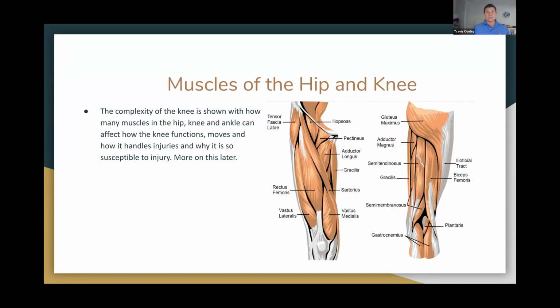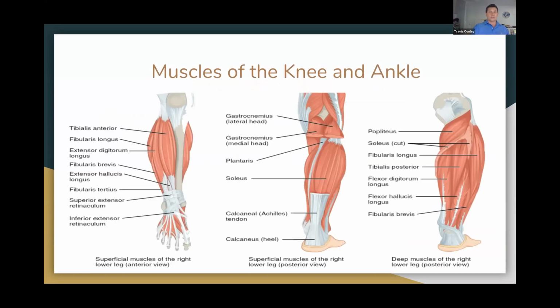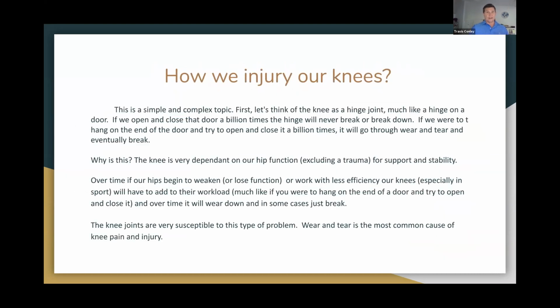I brought up the muscles of the hip and the knee simply because the hip plays a role in how the knee functions. So you got your hip flexors and your quads, you got your glutes, and you got your hamstrings. They all play a little role with the knee and how it functions and moves, as well as the muscles down towards the ankle, so your calf muscles as well. So all these muscles play a role in the function of the knee, which we'll get to in a little bit. The question we have is how injuries happen to our knees.